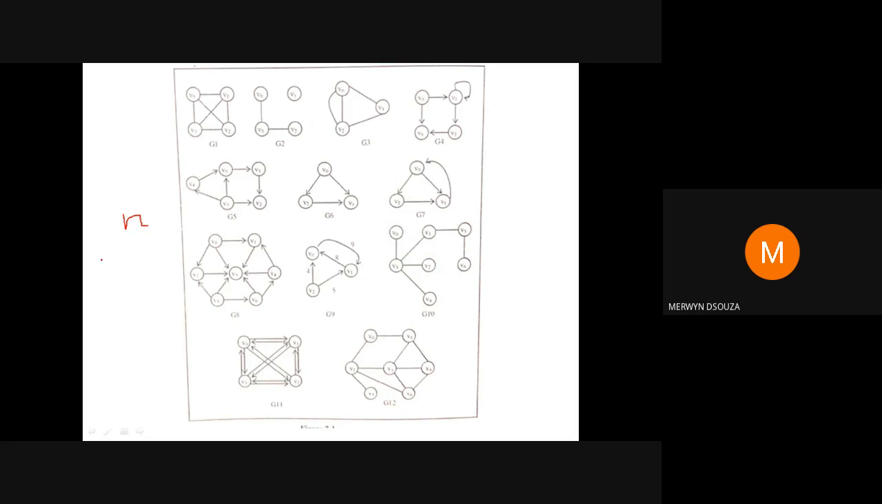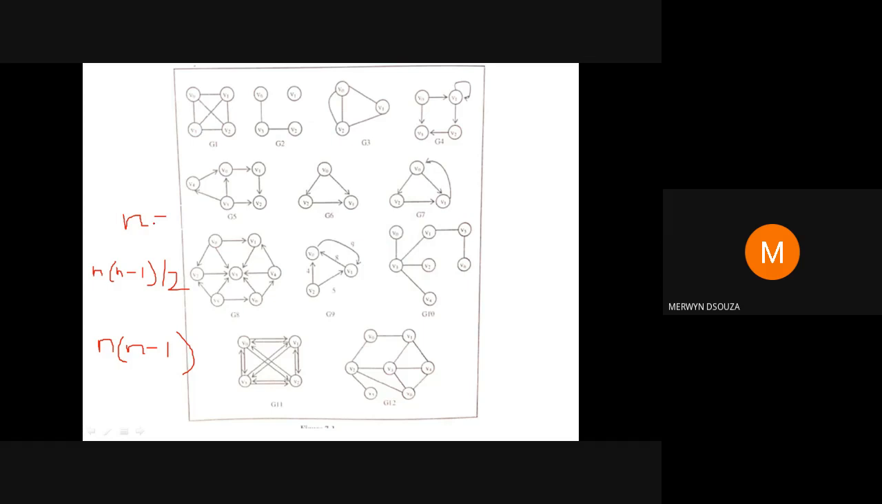Then an undirected graph will have n into n minus 1 divided by 2 edges. Okay, that will be the maximum number of edges it will have. This is for an undirected graph. But for a directed graph, the formula is different. If you have n vertices, then in a directed graph, the maximum number of edges possible is n into n minus 1. Okay, so you can apply the formula and see.